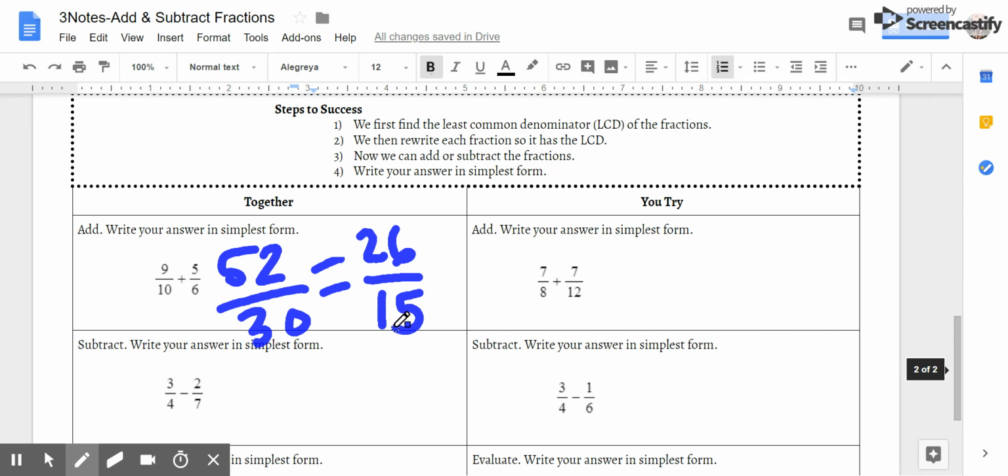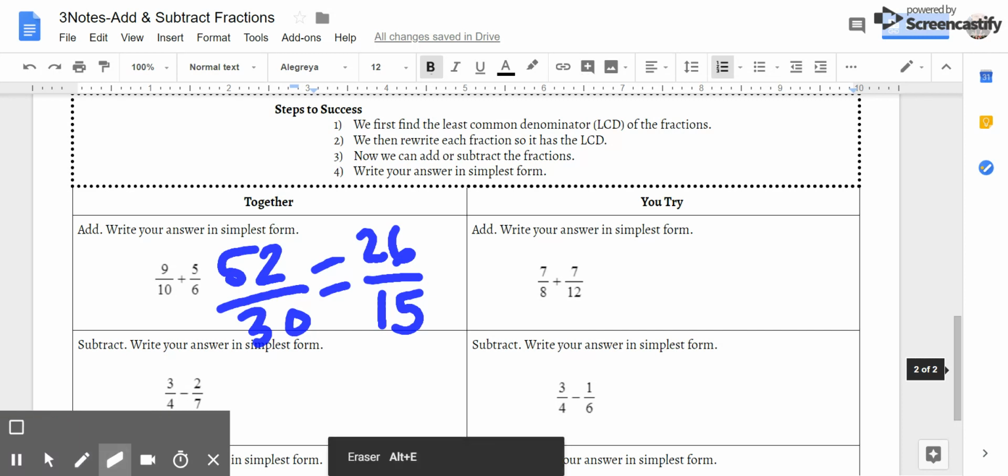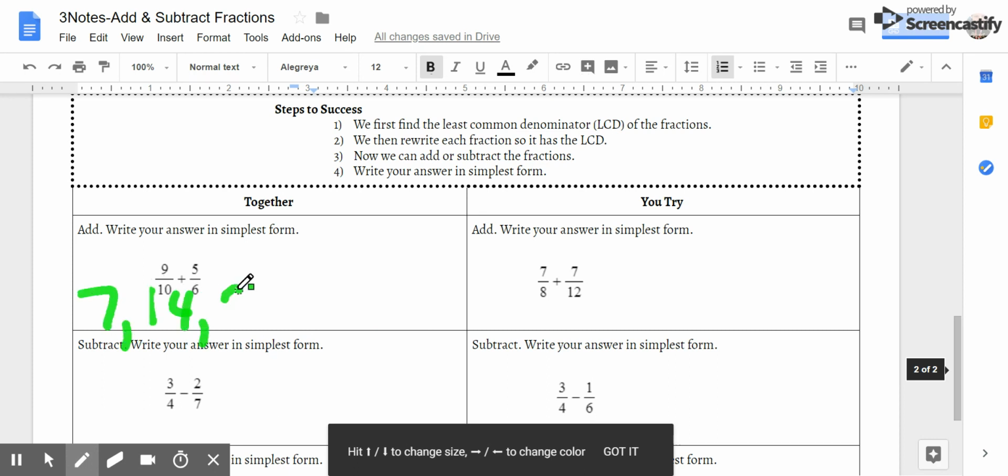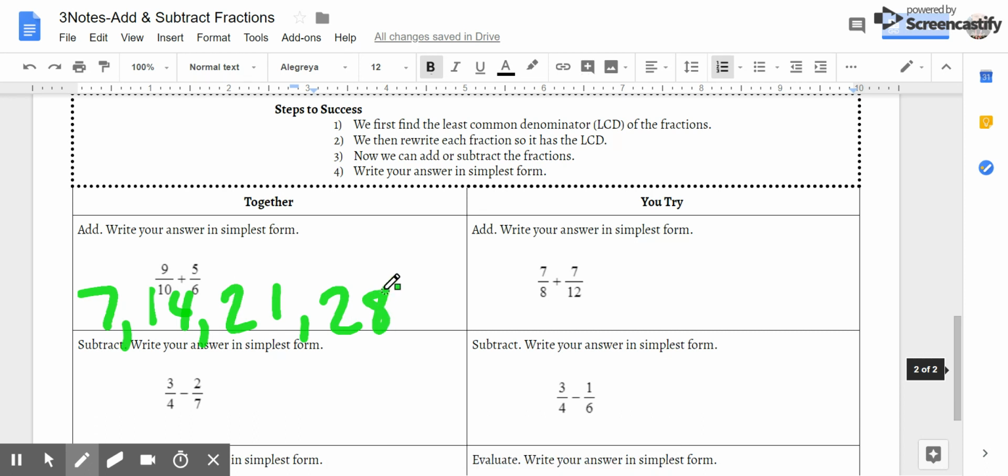Okay, now we're going to try a subtracting one. Again, the trick to this is just to be sure that we're finding our least common denominator. So the least common denominator of 7 and 4, if I think about my multiples of 7, I've got 7, 14, 21, 28. So I think 28 is going to be my least common denominator.